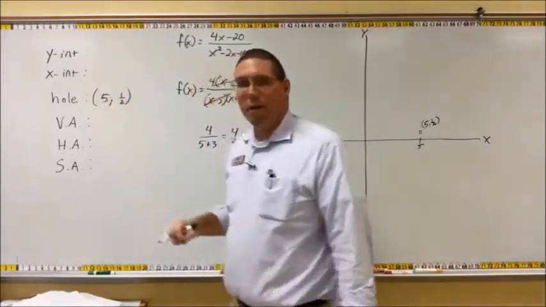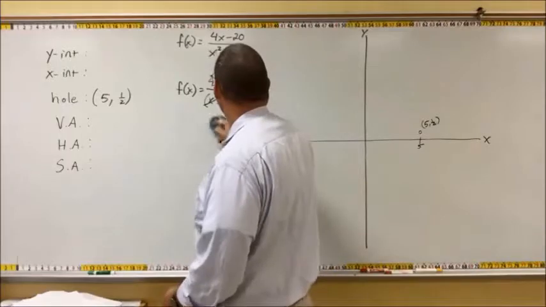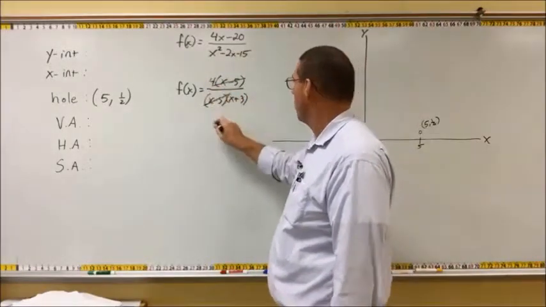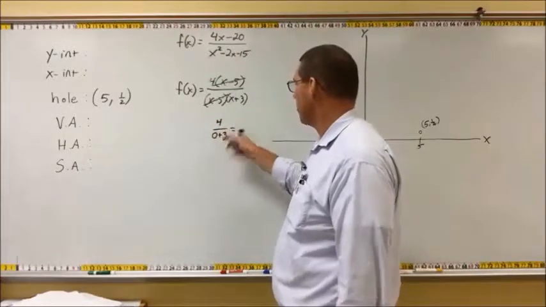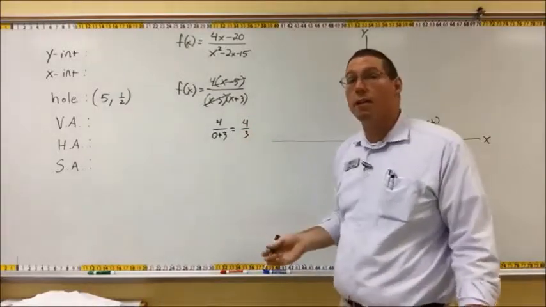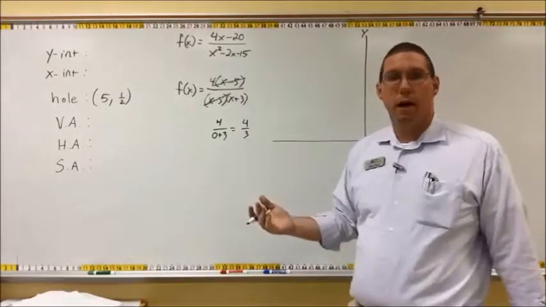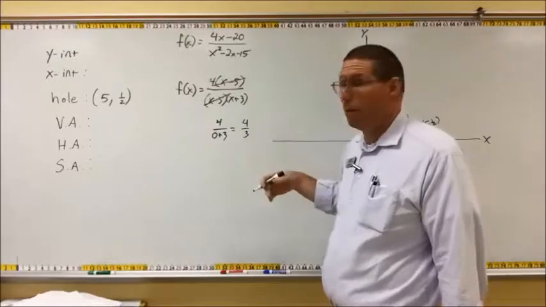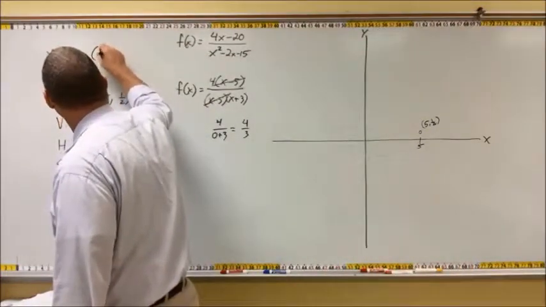Let's identify the y-intercept now. If we were to plug 0 into x here, we would have 4 over 0 plus 3, which is 3, so we have 4 over 3, that's 4/3. Which is approximately 1 and 1/3, but we typically don't deal in mixed numbers, we typically deal in improper fractions. So we're going to say the y-intercept is at 0 and 4/3.